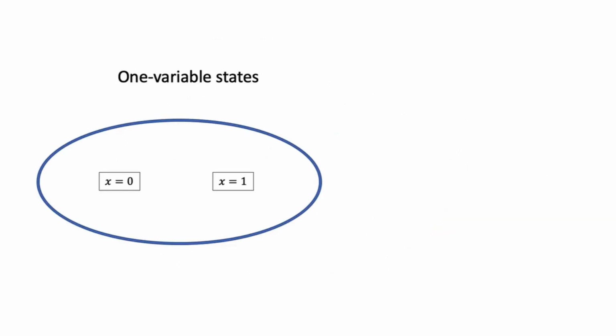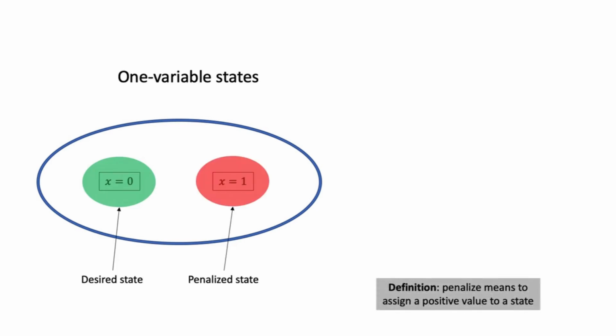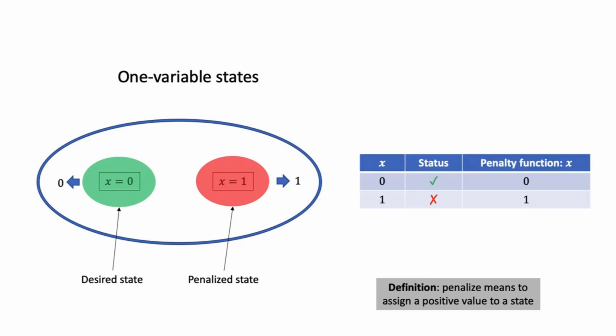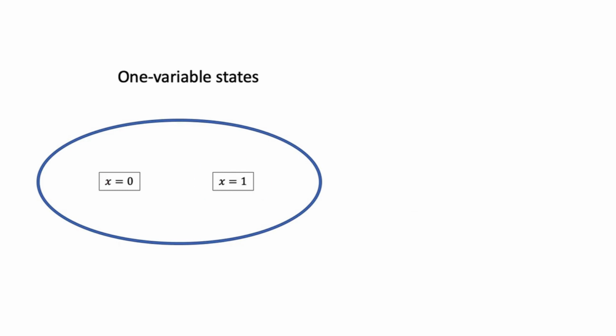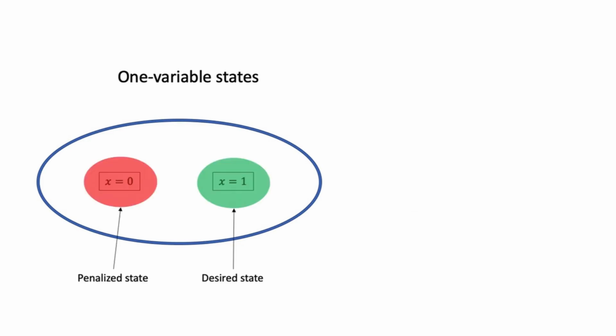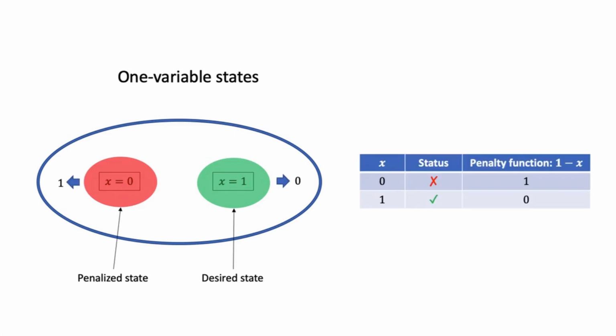Suppose my state is described by a single variable, and I want that variable to turn off. That's the same as penalizing the on state. How do we do that? With a penalty function that equals 0 when our variable is 0 and positive when our variable is 1. A function which does this is simply equal to the variable itself. We call this a single-state penalty function because it penalizes exactly one state. If, instead, we want to turn the variable on, we must penalize the off state. We can do that with a slight modification of our function.